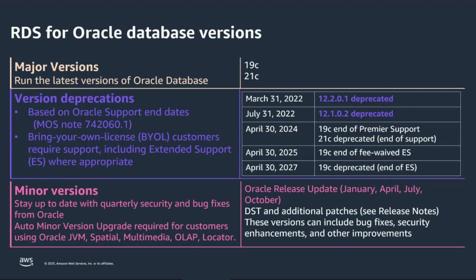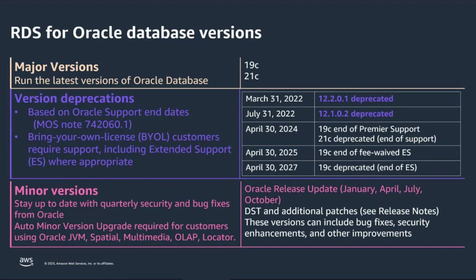The two major versions that RDS Oracle currently supports are 19C and 21C. Since 12C has been deprecated, customers will no longer be able to run 12C instances on RDS Oracle. We only support the versions of Oracle database that Oracle is providing support for. Meaning, when Oracle stops providing patches, we require customers to move to the newer versions that they are providing patches for.